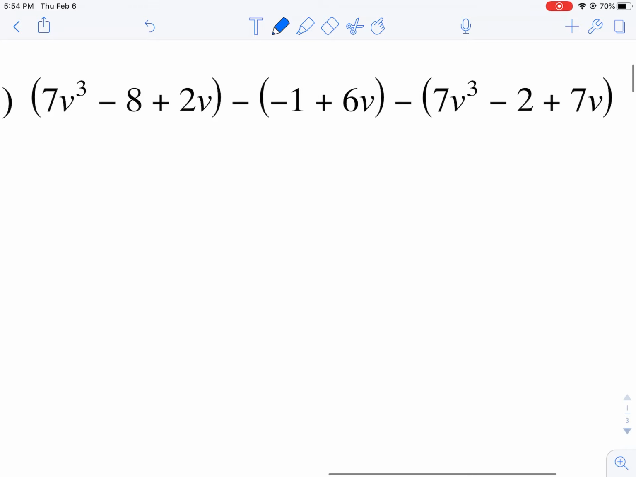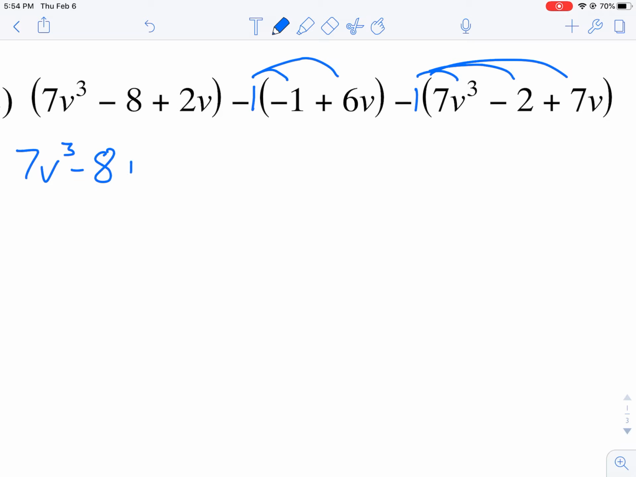Number 2, same thing. I've got a couple negatives here that I want to distribute. So distribute that negative 1, distribute here, distributes 3 times. 7v to the third minus 8 plus 2v plus v plus 1 minus 6v minus 7v to the third plus 2 minus 7v.